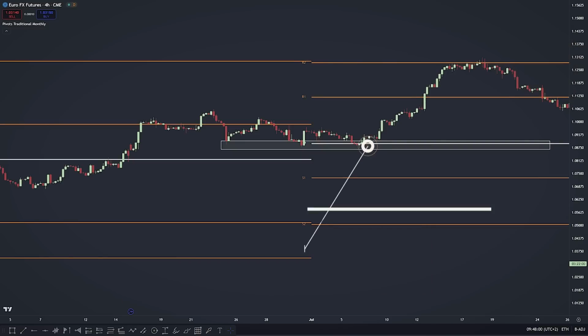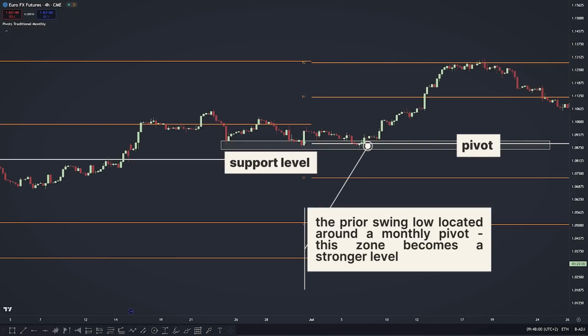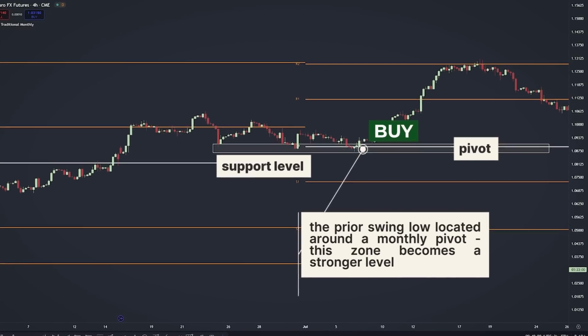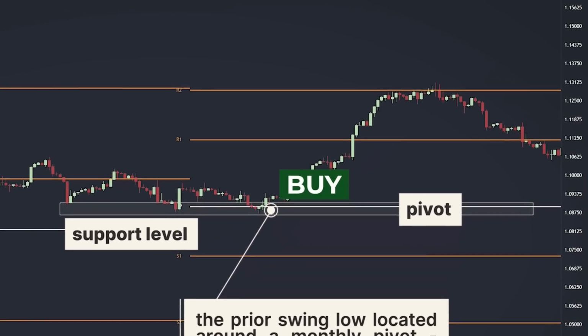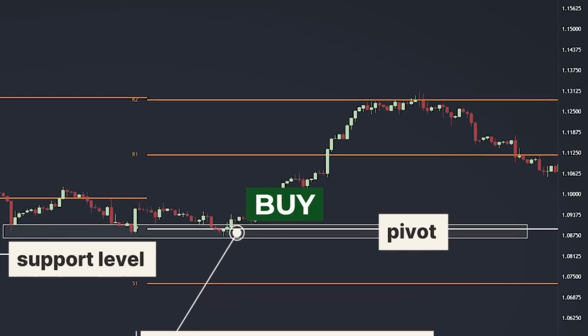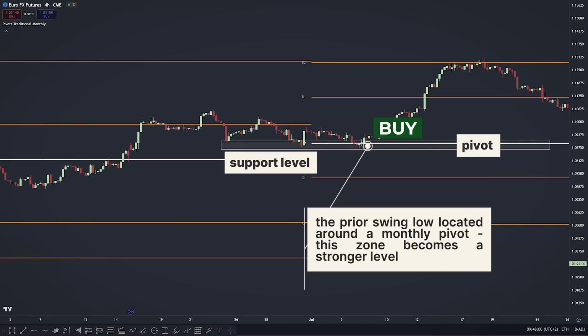You can also see monthly pivots appear near local structure. For instance, if the prior swing low was around the pivot, that line might become a stronger level. That is how you get synergy between structure and pivots. As a swing trader, you can wait for price to approach that zone. If the market prints a reversal pattern, you step in. This helps you avoid random trades in the middle of nowhere.